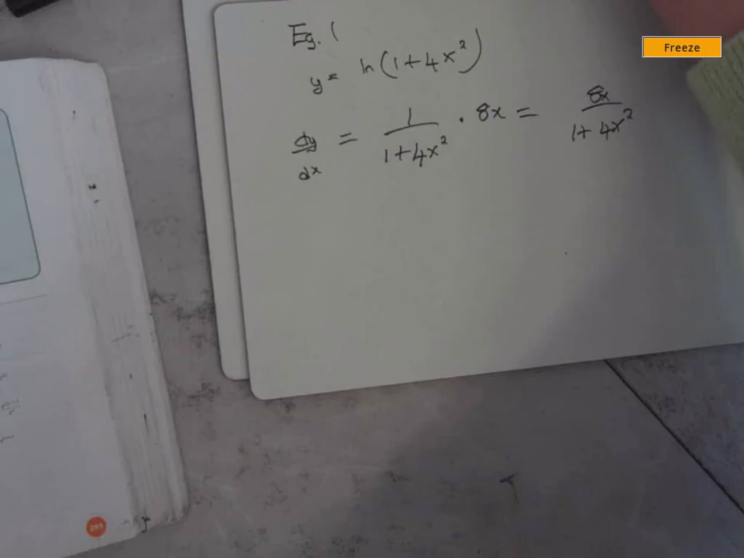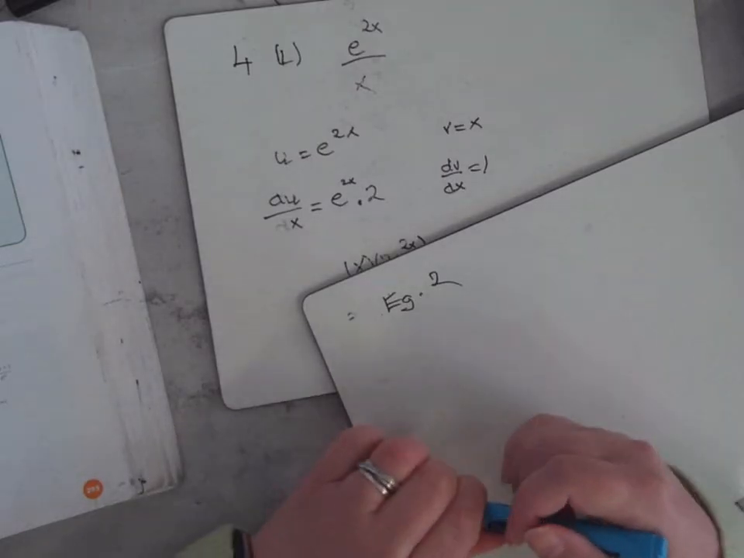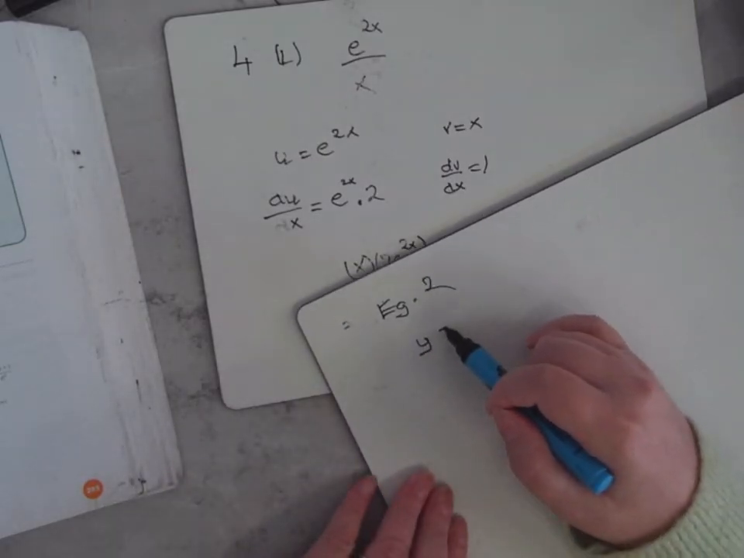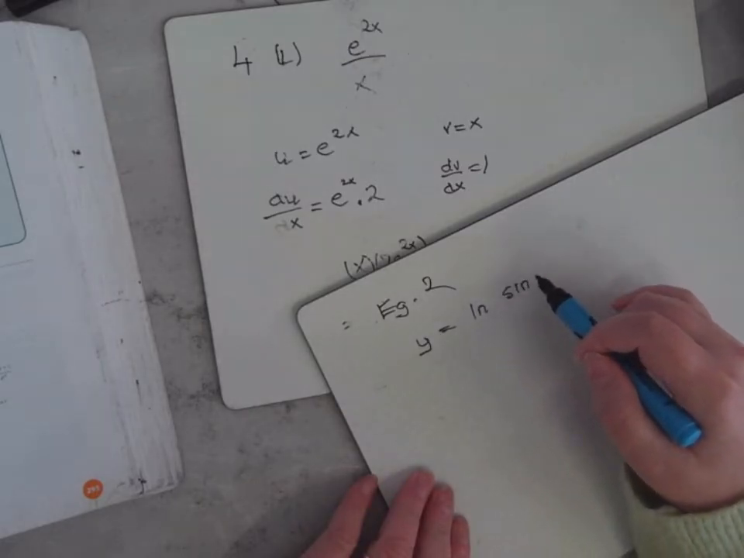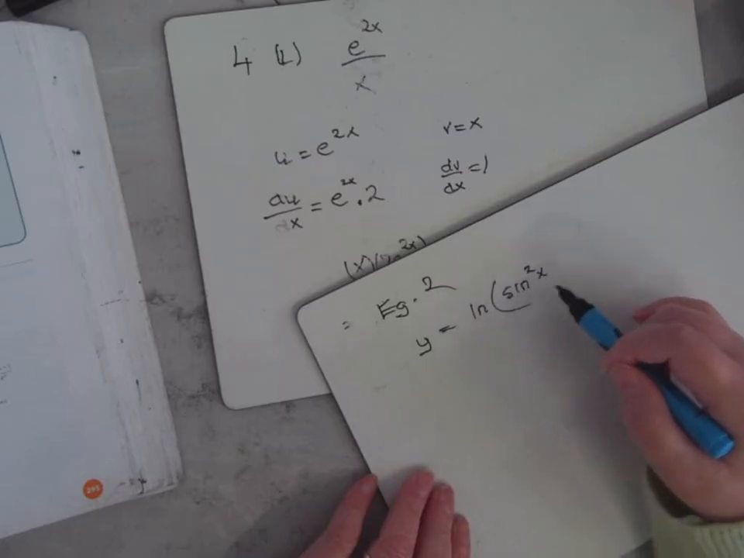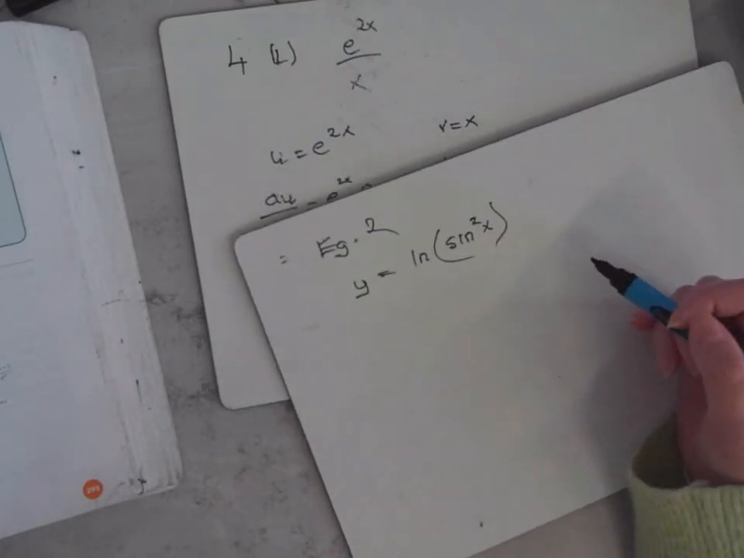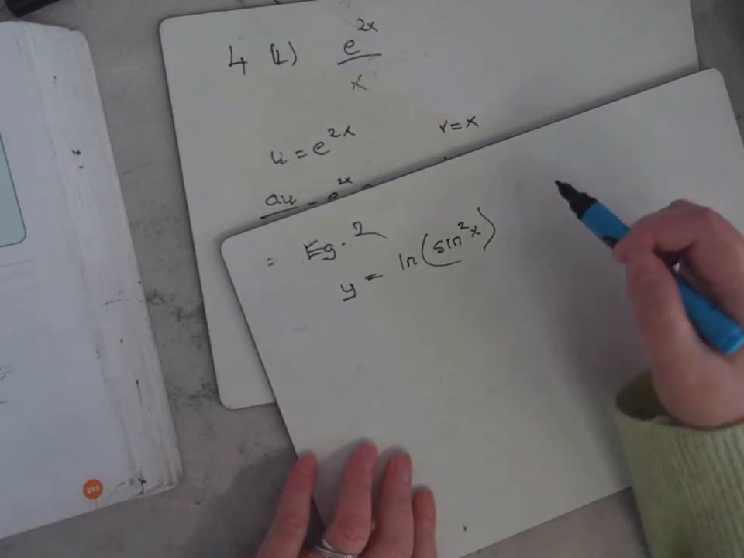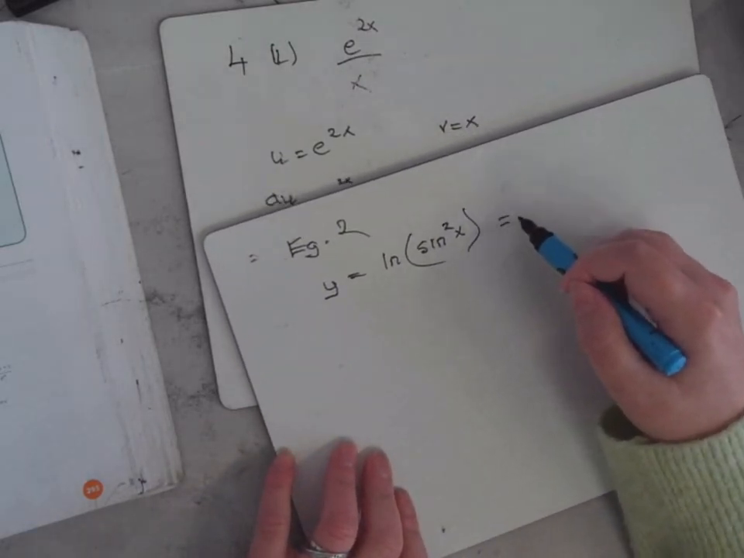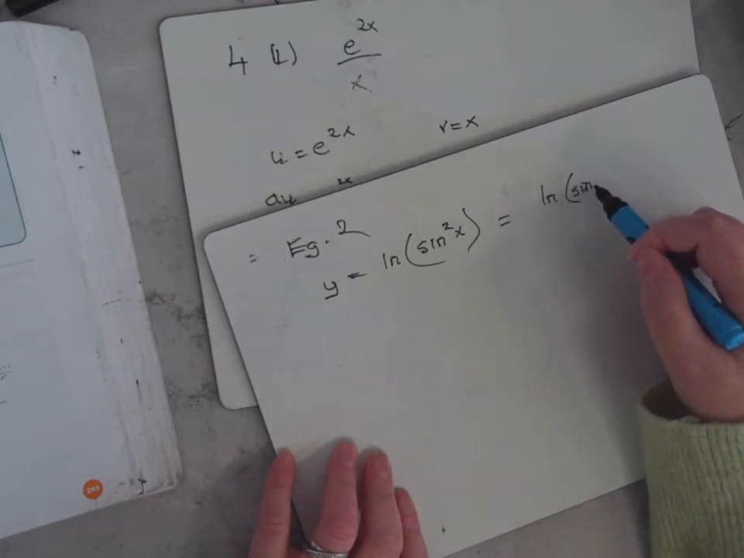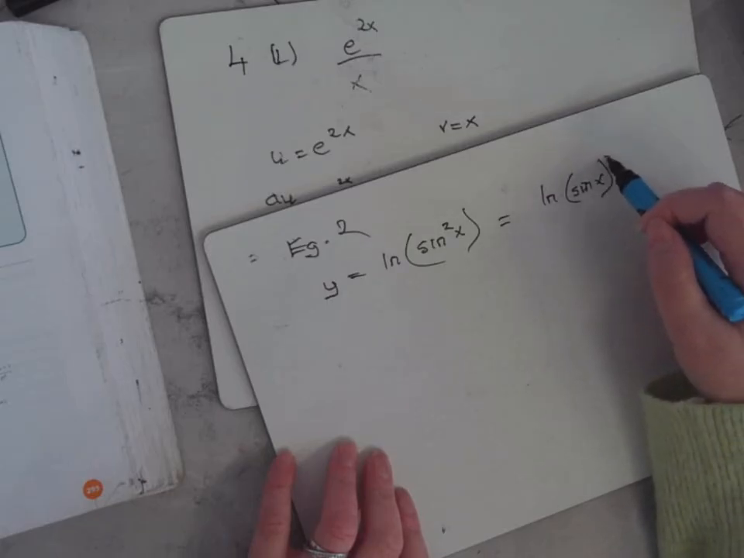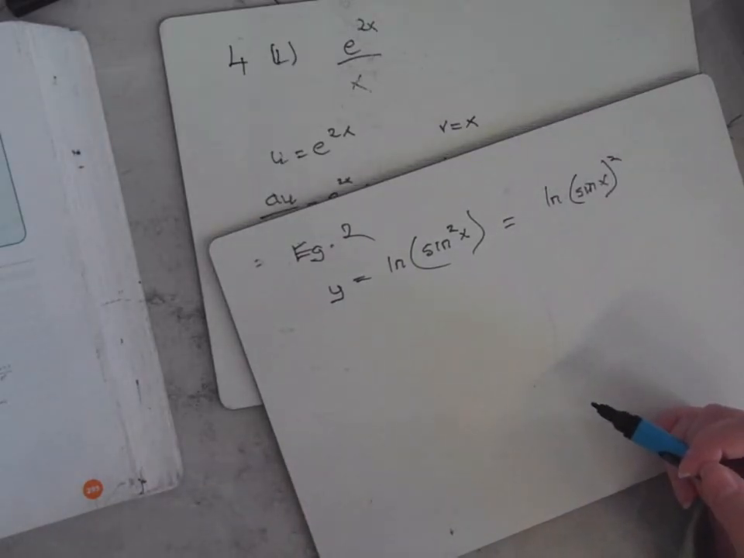Right, example 2. y equals ln sine squared x. Okay, right, so ln sine squared x. Are we okay with that? Okay, so what I might write that as is ln of sine x, all to be squared, right? Just so I remember it's the chain rule, right?